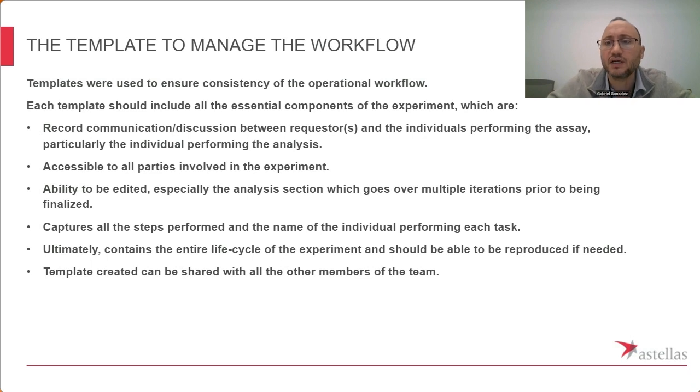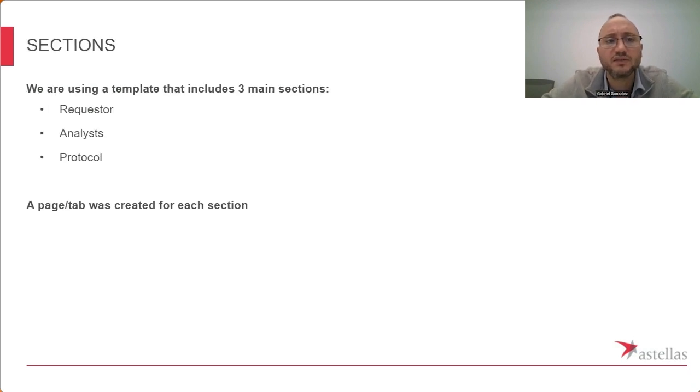Okay, so I'm going to be taking you through the sections. When we were discussing this in the initial stages of creating this template, we envisioned at least 3 main sections. Initially we had more than that, but we came to the conclusion that 3 would be perfect for us. So one section is the requester. In that section, we're going to add all the data that is essential for the requester, the person that came to us and told us, okay, we want this sample to be sequenced. They will be able to find all their data in this section.